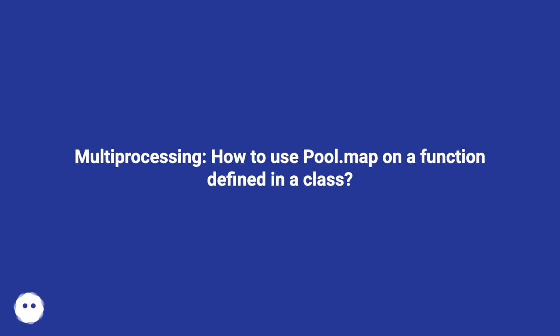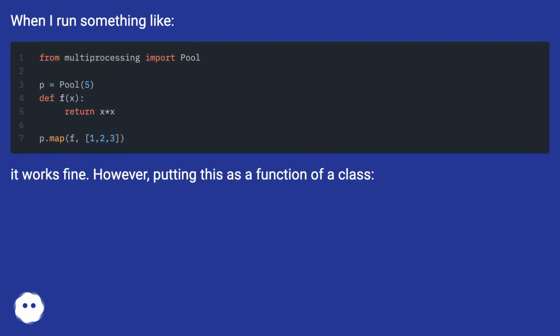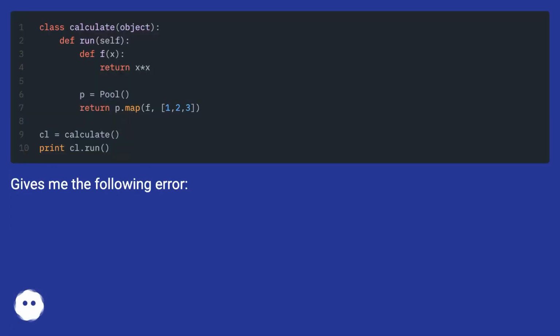Multiprocessing: how to use Pool.map on a function defined in a class. When I run something like this, it works fine. However, putting this as a function of a class gives me the following error.